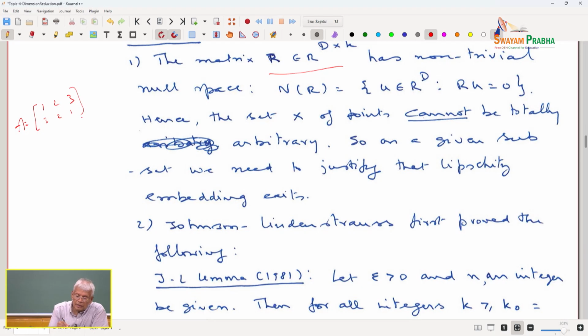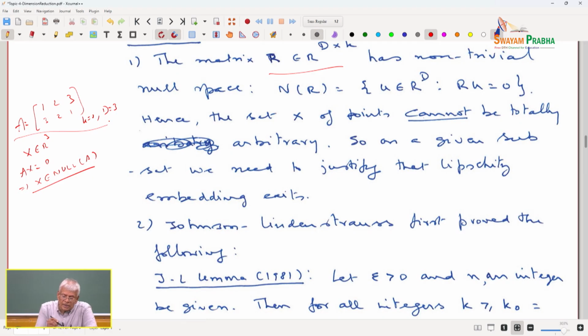So here K is 2, D is 3. So if you consider a vector X belonging to R3, AX equal to 0 implies X belongs to the null space of A. That means the null space of a matrix A is the set of all vectors that annihilate the vectors in here.